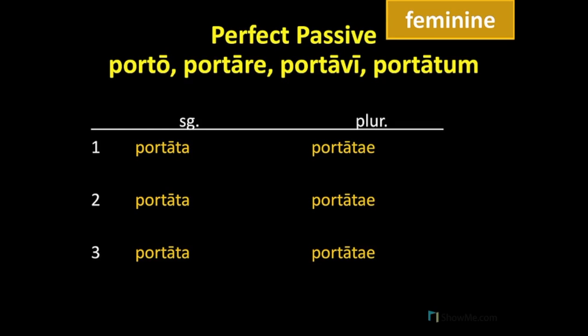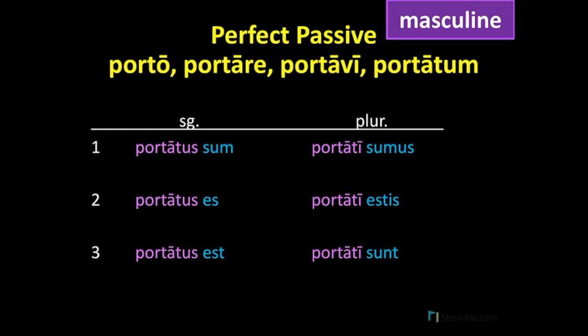We can easily make our participle feminine, portata in the singular and portatae in the plural. Or even neuter, portatum in the singular and portata in the plural. But let's go back to masculine for the time being. We know that we need the verb to be in the present tense. So we'll add sum in the first person singular, and then add the remaining present forms. Portatus sum, portatus es, portatus est, portati sumus, portati estis, portati sunt.